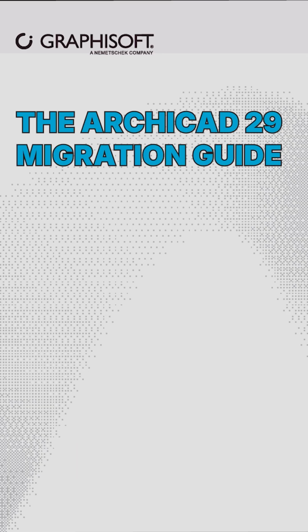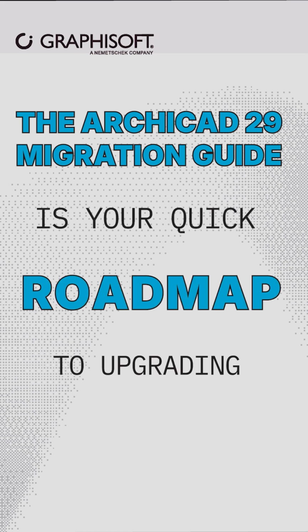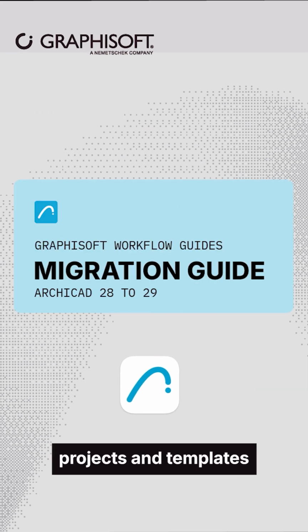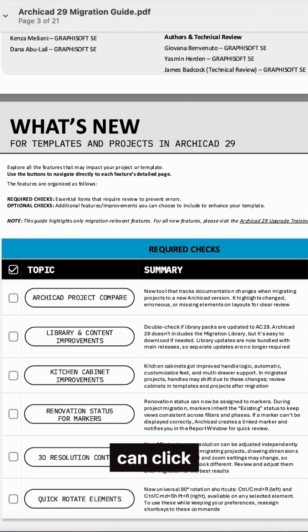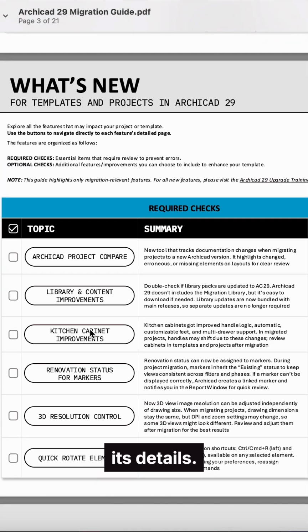The Archicad 29 Migration Guide is your quick roadmap to upgrading, showing how new features affect your projects and templates and what steps to take. It is packed with helpful links, and you also can click on the topics to jump into its details.